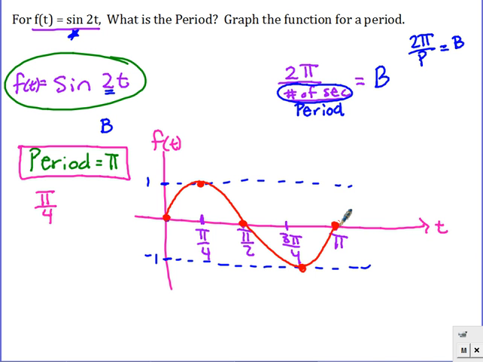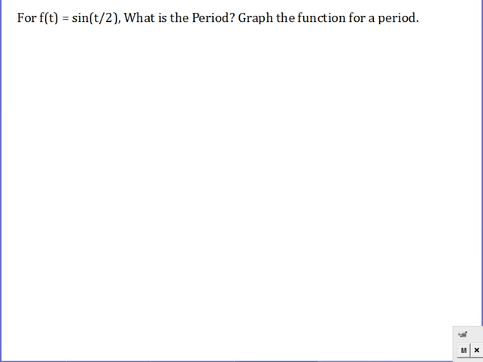So the key thing here is that once we find our period, we cut it into 4 parts and count by those parts to figure out all of our spacing for our x-axis. All right, we have about 3 more of these. I'm going to help you find the period, and then I want you to try to graph this on your own. So we're going to hit pause, you're going to try it, and then you'll get some feedback.